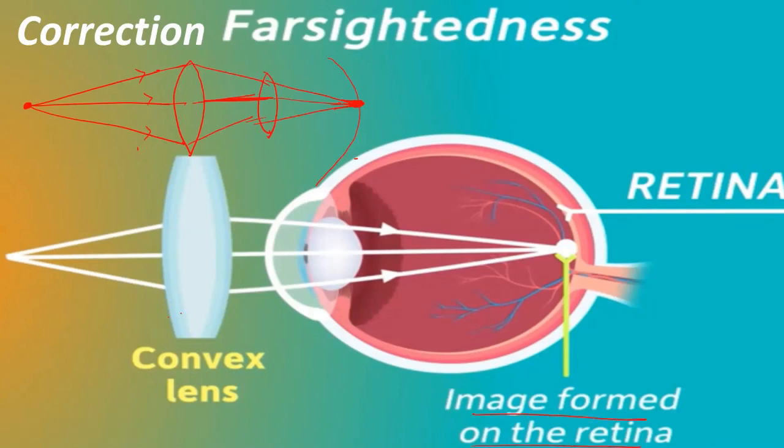Now in this case, you put in a convex lens. In case of myopia, you had put in a concave lens. Now, what is the focal length of a convex lens? The focal length of a convex lens is positive.